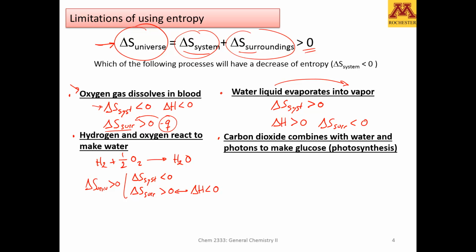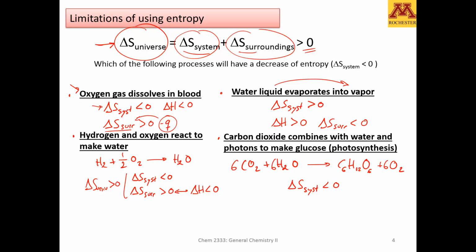And finally, carbon dioxide and water gives glucose and oxygen. And if I'm not mistaken, I think there's a 6 in here. I would have to check. I think these are all 6. Now, notice you go from 12 molecules to 7. The entropy of the system is negative.